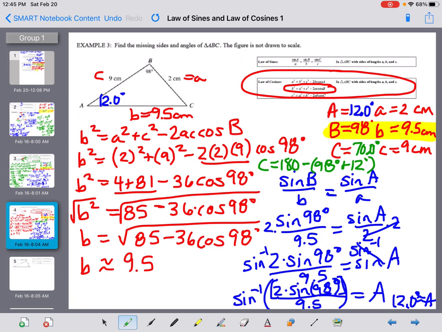Is my smallest side across from my smallest angle? Definitely. Largest side across from the largest angle? Yes. So it looks like my numbers make sense, even if my picture is not drawn to scale. All right, next example.